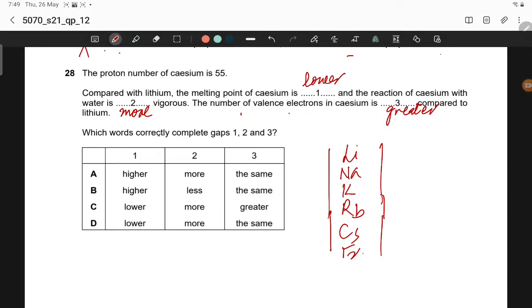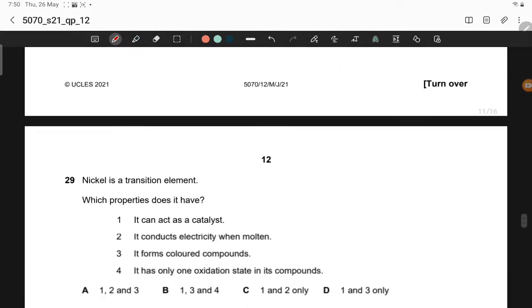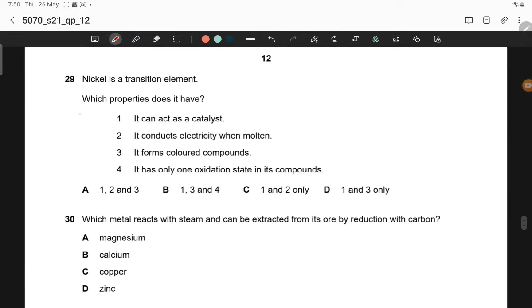So which is correct? Higher, more, the same. Higher, less, the same. One is lower, more, and greater. C option is correct. Nickel is a transition metal element.